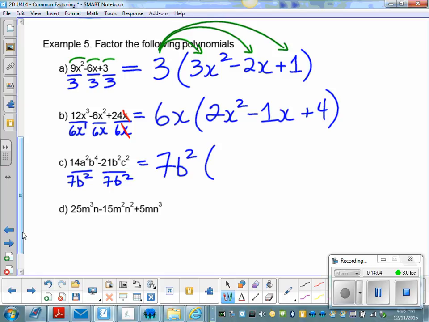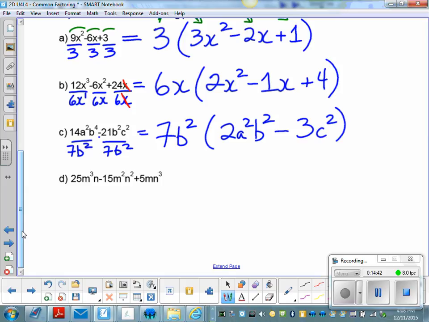So 14 divided by 7 is going to be 2. And then the a squared is just part of the mix there, so it stays. And then I subtract the exponents on the b's. So 4 minus 2 gives me an exponent of 2. And then I divide 21b squared c squared by 7b squared. So 21 divided by 7 is 3. So that's a negative 3 because of the negative there. And b squared divided by b squared, that just cancels each other out. So we're left with c squared on the end for that.